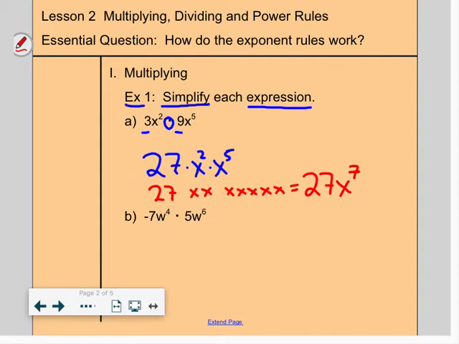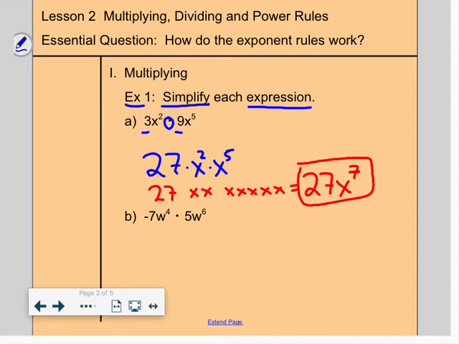Now, some of you are going to be like, Mr. Swenson, can't we just add those exponents? Yes, but you've got to be careful with the language that you're using. Instead of saying adding exponents, I would rather have you use the word combine, because what you're actually doing is combining these 2 x's and these 5 x's to give you 7 x's. Now, the next one, you have a -7. I'm going to box this. This is my answer. The next one, you have a -7w to the 4th times a 5w to the 6th.